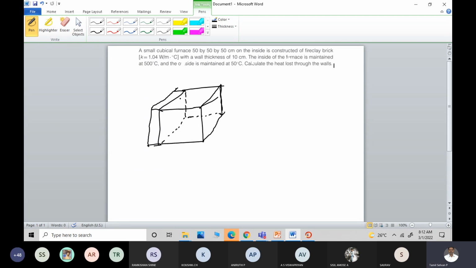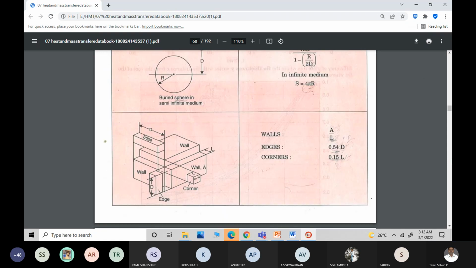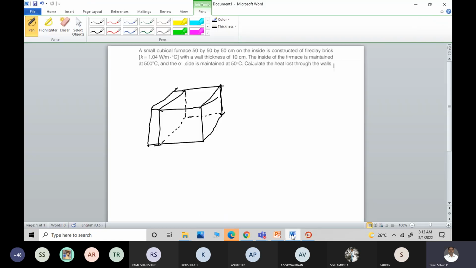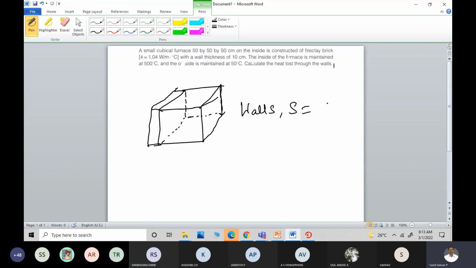Now it was mentioned here in the data book for walls it is A by L. So how many walls were there? 6. Okay. So for walls, what is the conduction shape factor? It is A by L, where A is nothing but the area, L is nothing but the thickness.